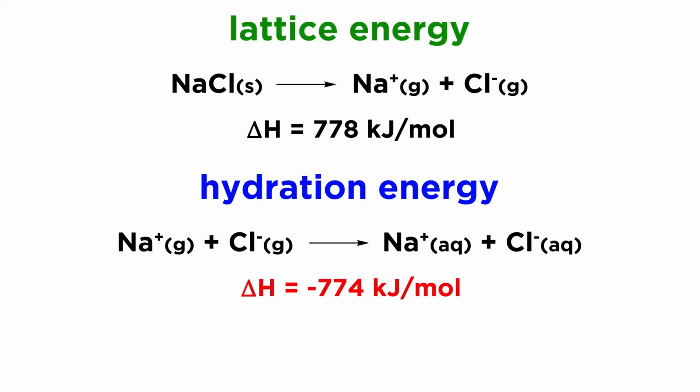Additionally, the hydration energy of sodium chloride is negative 774 kilojoules per mole. This means that 774 kilojoules of energy would be released if all of the ions in 1 mole of sodium chloride were to go from totally isolated to being fully hydrated by water molecules, making as many ion-dipole interactions as possible and bringing the system to a lower energy.